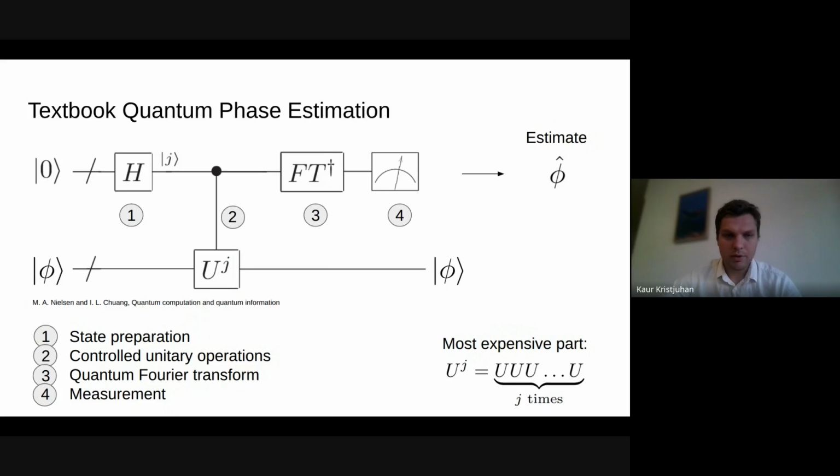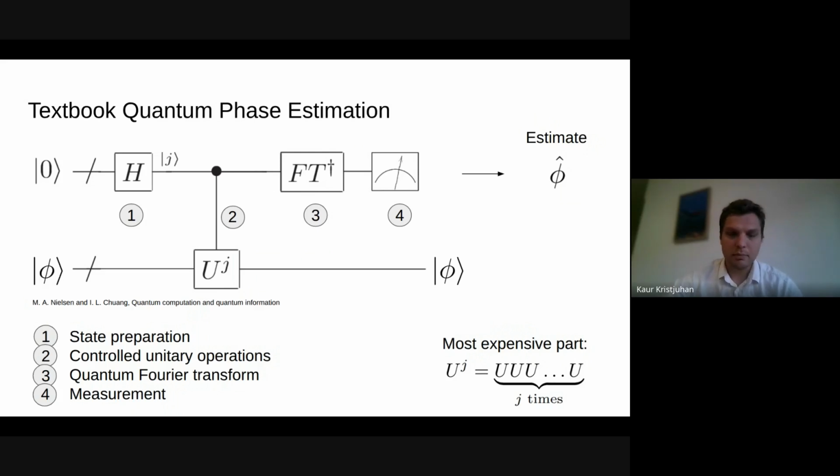And perhaps the most important thing to know about this is that the most expensive part here is applying these powers of U. The reason that's expensive is that in the context of a chemistry problem, this operator U is going to encode the Hamiltonian, and a power of U would correspond to essentially simulating the Hamiltonian evolution for a longer time, which means there's not really any shortcut to doing a large power of U. So let's say you want to do U to the power of J, then essentially the best we can do is just do U J times consecutively.